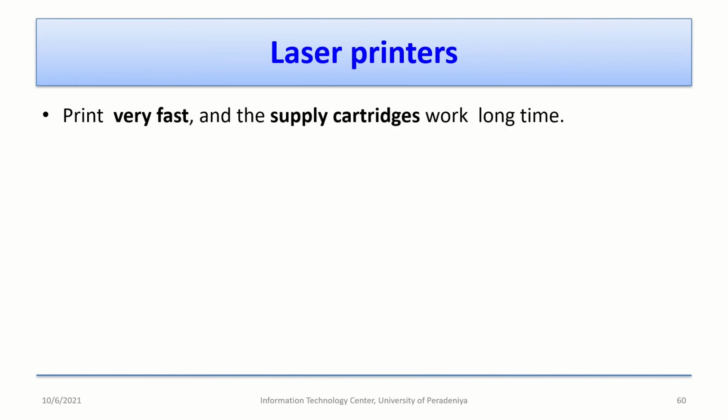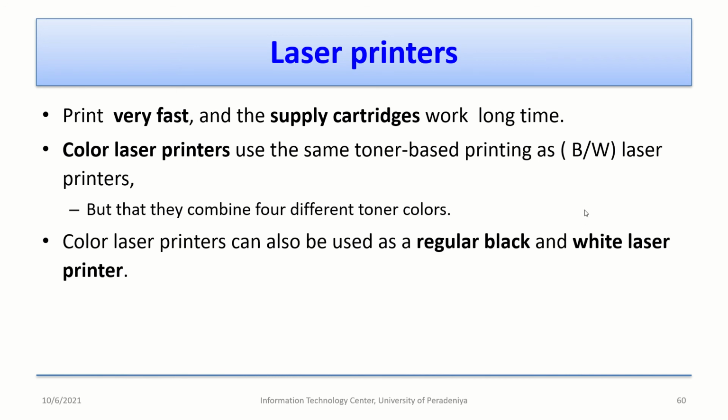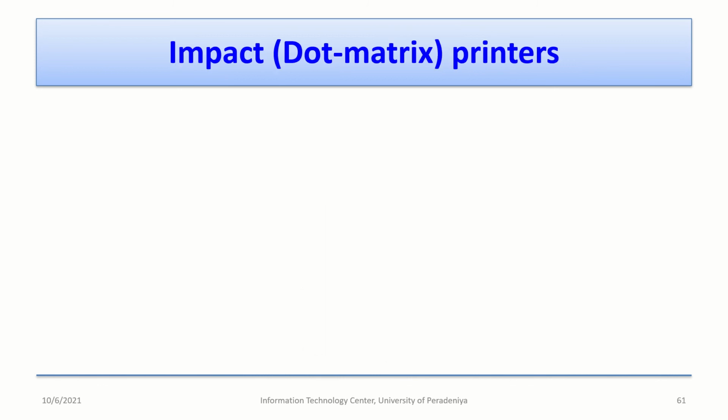And then next one is laser printer. In here, a laser printer prints very fast and the supply cartridge works a long time. And in here we have color laser printers that use the same toner based printing as laser printers, but they combine 4 different toner colors, right? Then the color laser printer can also be used as a regular black and white laser printer as well, right? The special thing is the quality of the printout is higher than the other printers, right?